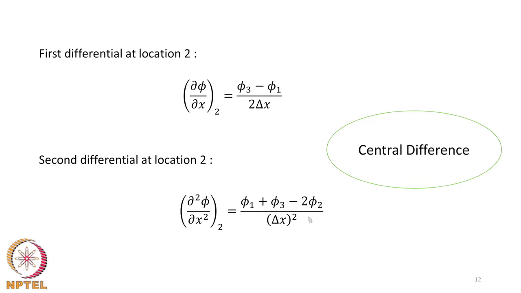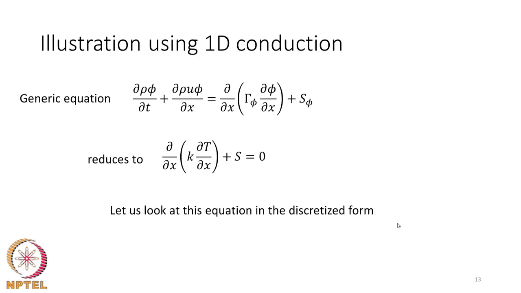And the second differential is then written in terms of the slopes at either ends of the control volume faces. So, you can write it as phi 1 plus phi 3 minus 2 phi 2 by delta x square. So, now that we have the differentials written in terms of the value of the parameter phi at discrete locations 1, 2, 3 etc., which are then given in the domain, then we can go further to see how the differential equation is going to look like.